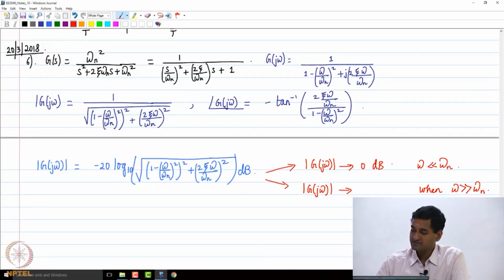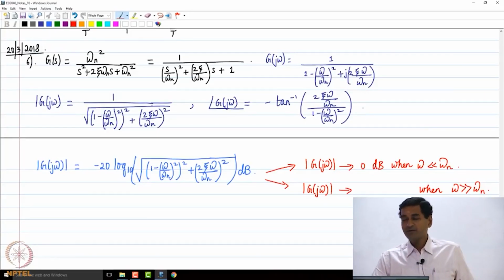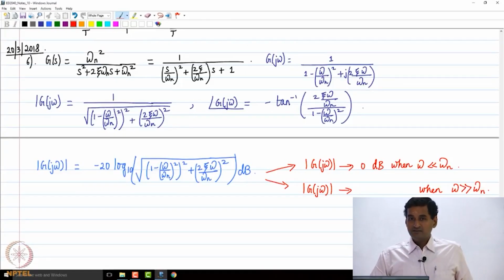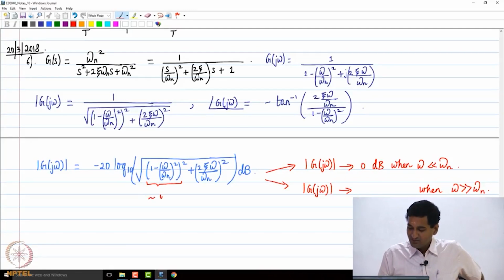Okay, so let me erase this and say when omega is much less than omega n. What do you think happens when omega is much greater than omega n? Obviously omega by omega n is now going to be much greater than 1. So within this first term, you have 1 minus omega by omega n squared. That will effectively become minus omega by omega n squared, but you are squaring it. So the first term is going to be like omega by omega n to the power 4, right?